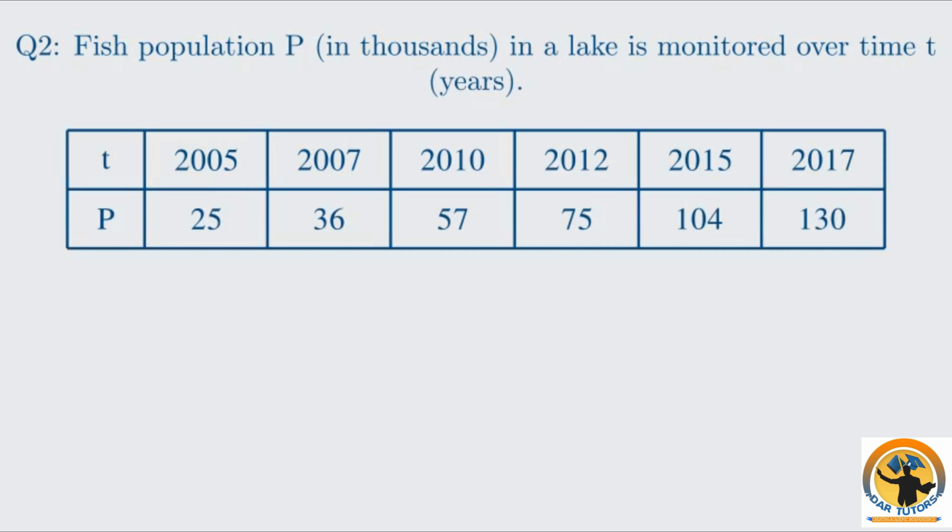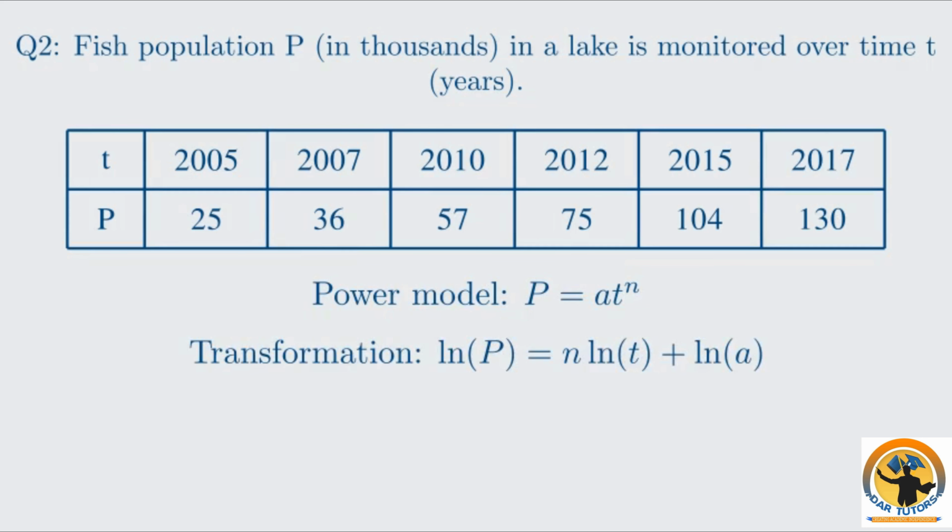The question specifies a power model, but even if it didn't, a scatter plot of P against t would show an upward curving trend, and you would find that plotting ln P against ln t results in the best linear fit. To fit a power model P equals a times t to the power of n, we transform the data by taking the natural log of both variables.